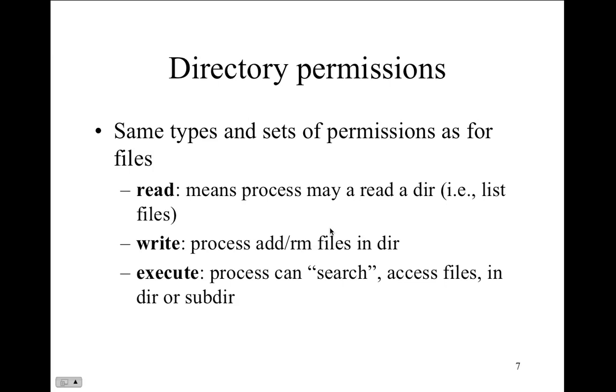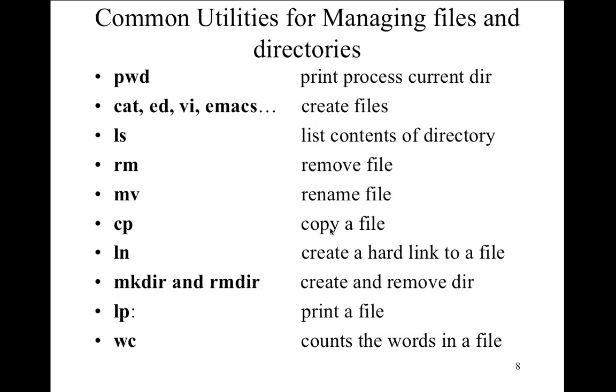So you can read a list of files even though you can't access them if you put read on the directory permissions. Write means your process can add or remove files in the directory. Execute means that you can search and access the files, the directory, and the subdirectories. There are some common utilities for maintaining files and directories.